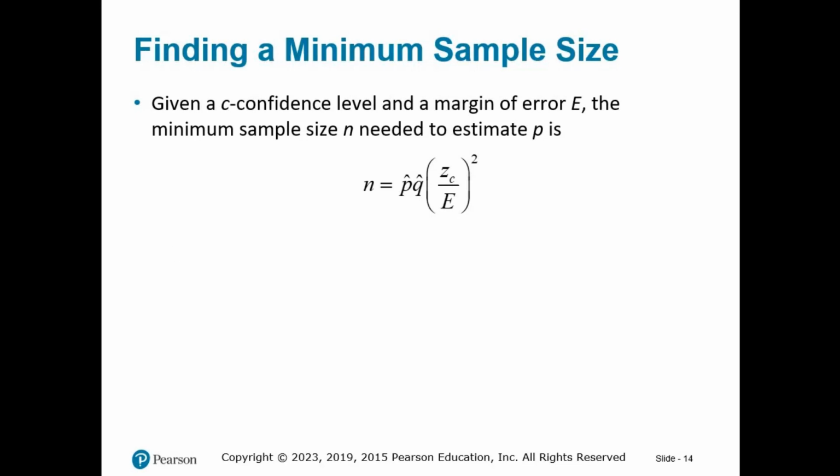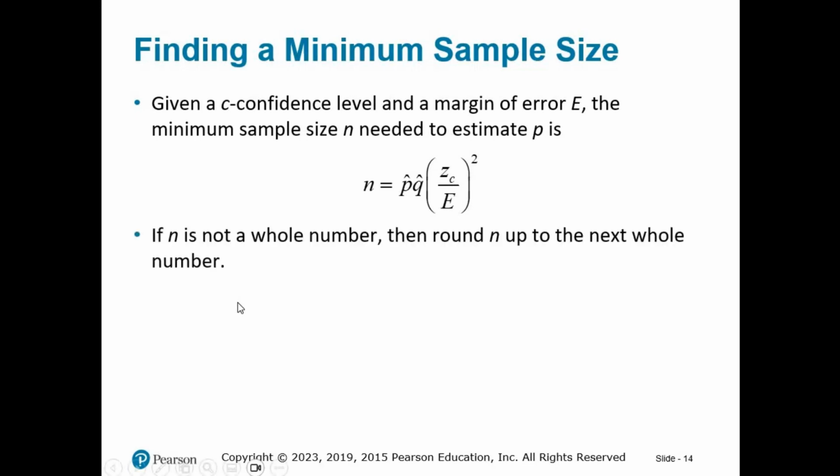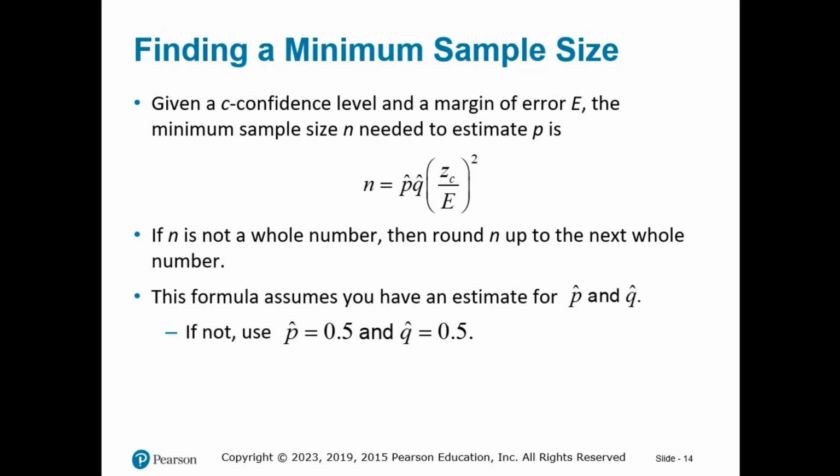Okay, another couple of points about this. If you arrive at a decimal result, you're going to need to round N up to the next whole number. A lot of your figuring is going to be about objects and people, and those can't be figured in parts, so the convention is to round up. Also, this formula assumes you have an estimate for p hat and q hat. If you do not have a value for p hat to start with, and remember, you can use the complement rule to get q hat, so you don't necessarily need that to start with. But if you don't have anything for p hat, use p hat equals 0.5 and q hat equals 0.5.